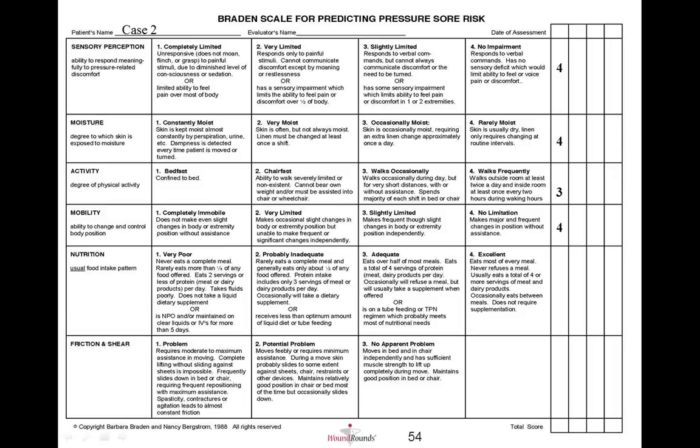Here's where it gets tricky, his nutrition. Basically, we're going to give him here a 2 because it's probably inadequate. He eats less than half his meal, he refuses supplements, and he's not doing a great job with what he's choosing as far as protein, etc. Those pretzels and diet soda aren't cutting it these days. And friction and shear doesn't appear to be a problem with him as well, so we're going to give him a 3 there. And then we're going to total up his score, and we're going to give him a 20 on the Braden.